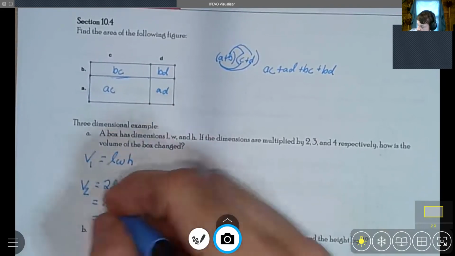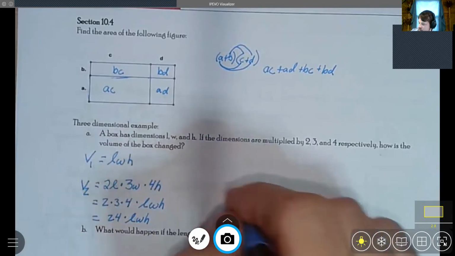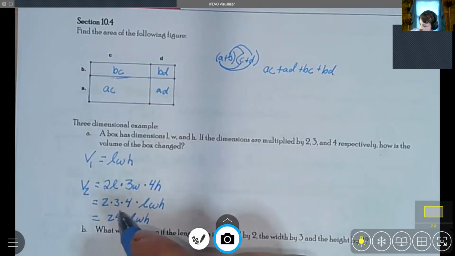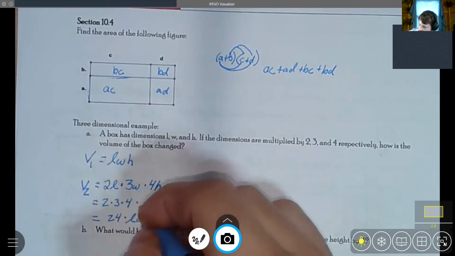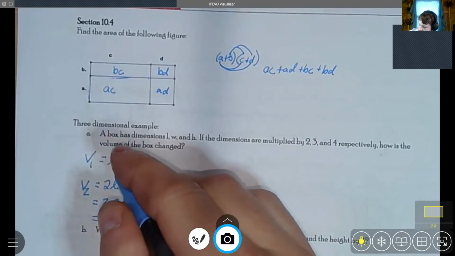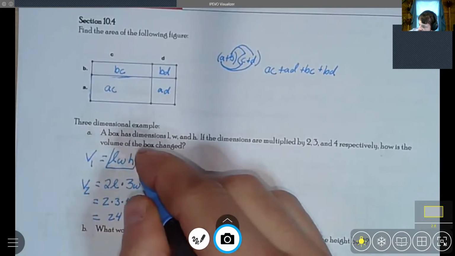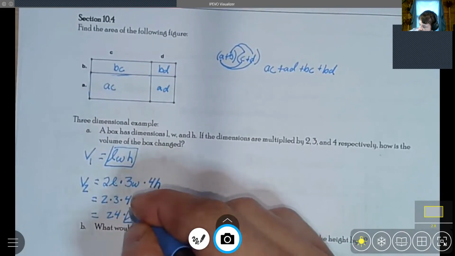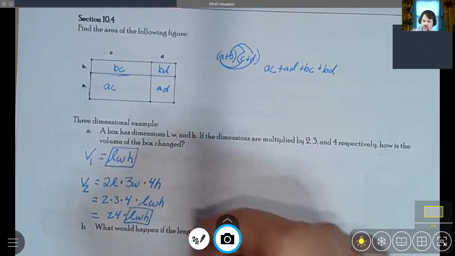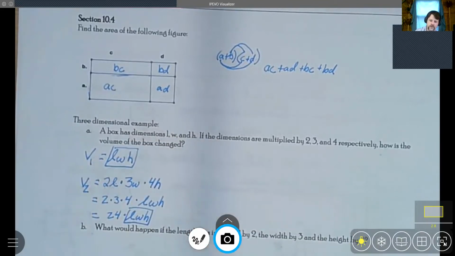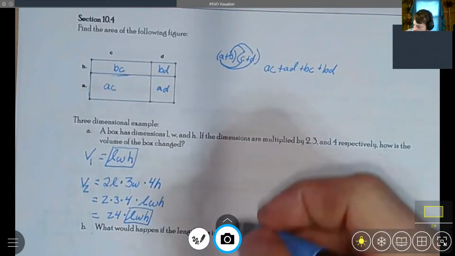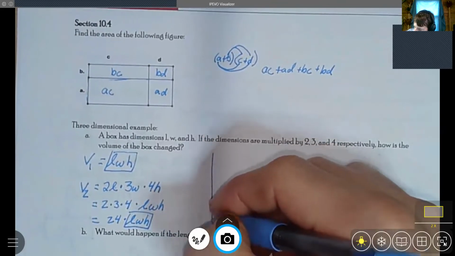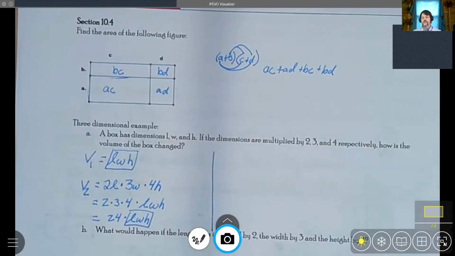So my volume of my larger box is 24 times LWH. And the volume of my original box is LWH. So you can see that the volume of my larger box is 24 times bigger. That might be a bit confusing. I have no idea because I can't see your faces.